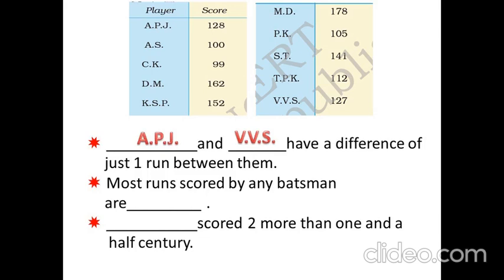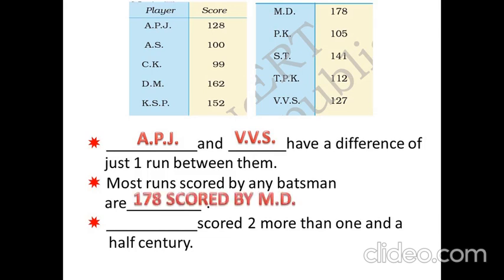Most runs scored by any batsman are. Now look at the scorecard. So most runs scored by any batsman are 178 scored by MD.